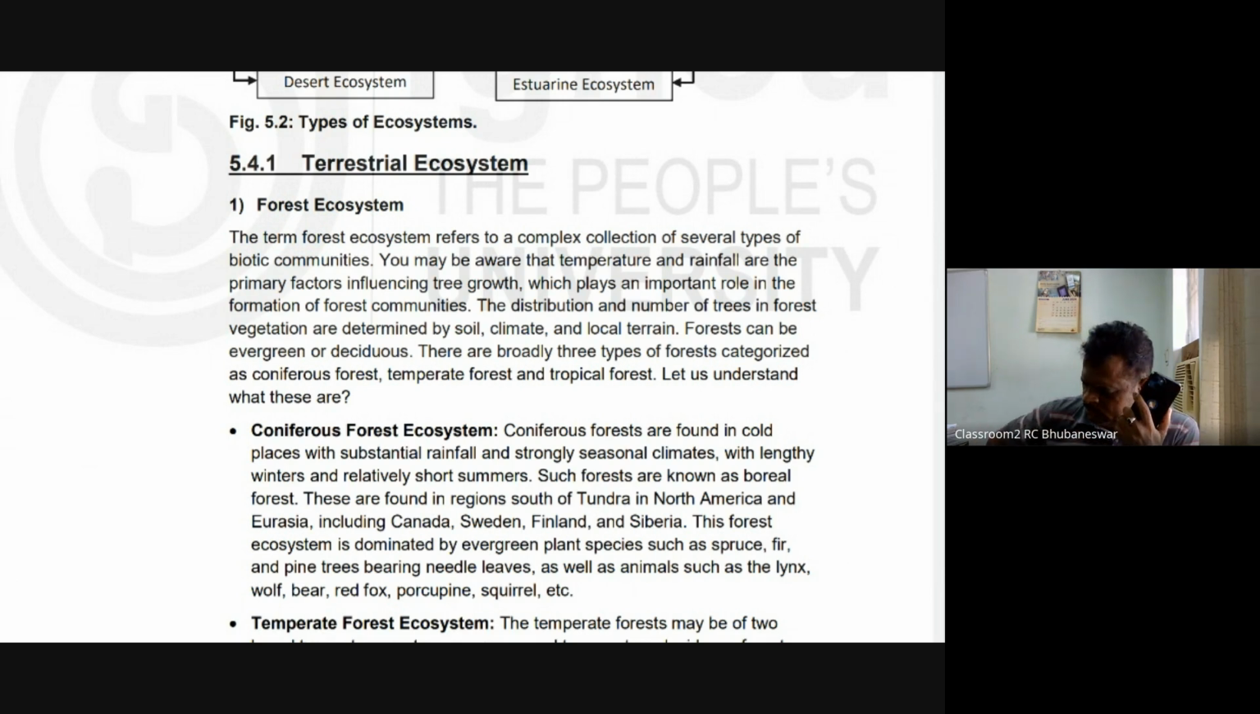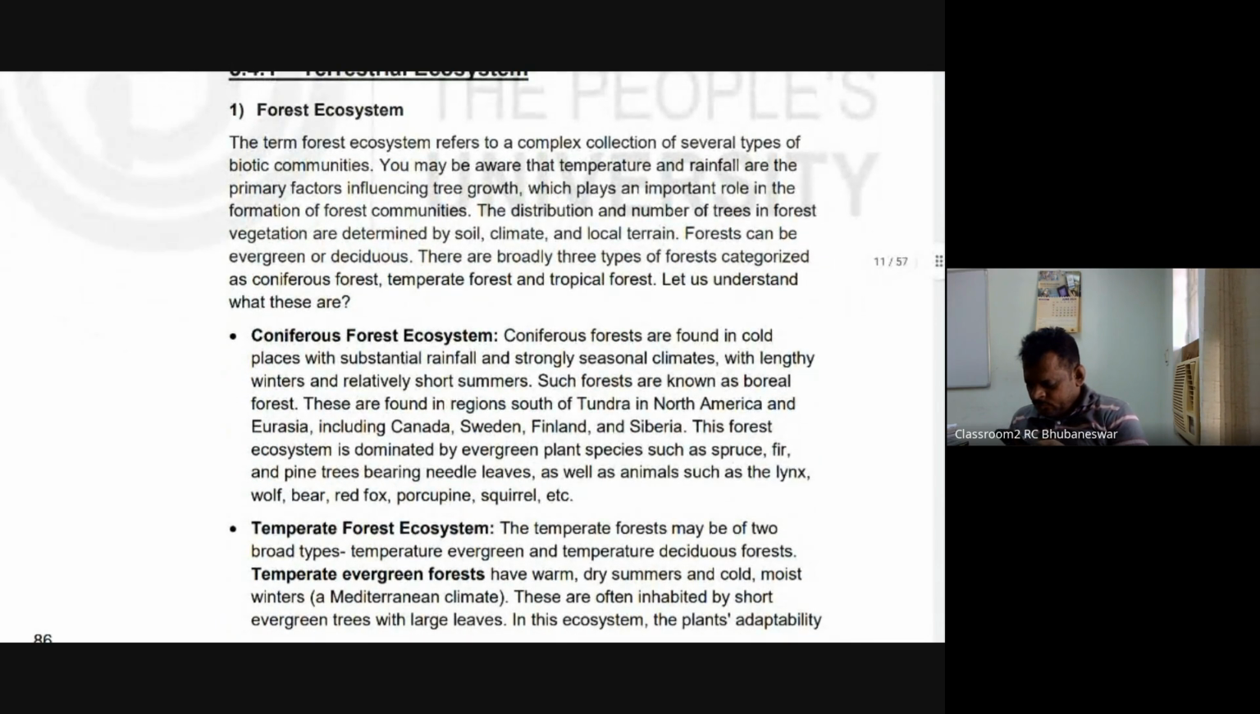You do have flora and fauna communities, and you do have different types of terrain or topographical features. Then you do have also soil. Forest and peaty soils are basically found in mountainous regions. So within the forest ecosystem, these are basically the elements of the forest ecosystem. The forest ecosystem can be categorized into coniferous forest, temperate forest, and tropical forest.